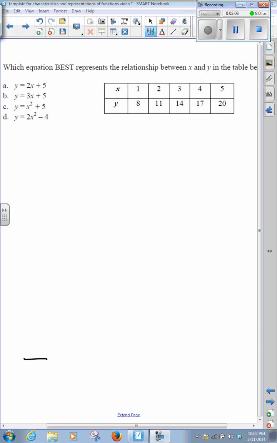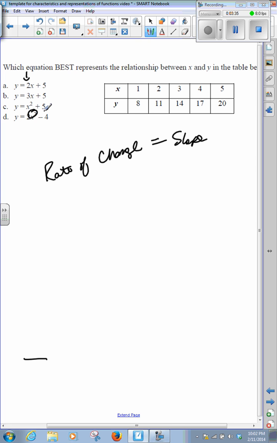Next up, we've got which equation best represents the relationship between x and y in the table below. So remember this number in front of our x is our rate of change, aka our slope. So I would probably start by finding the rate of change of the table. I'm going to knock out D actually first because this exponent right here at the x means that this is not going to end up being a linear function.